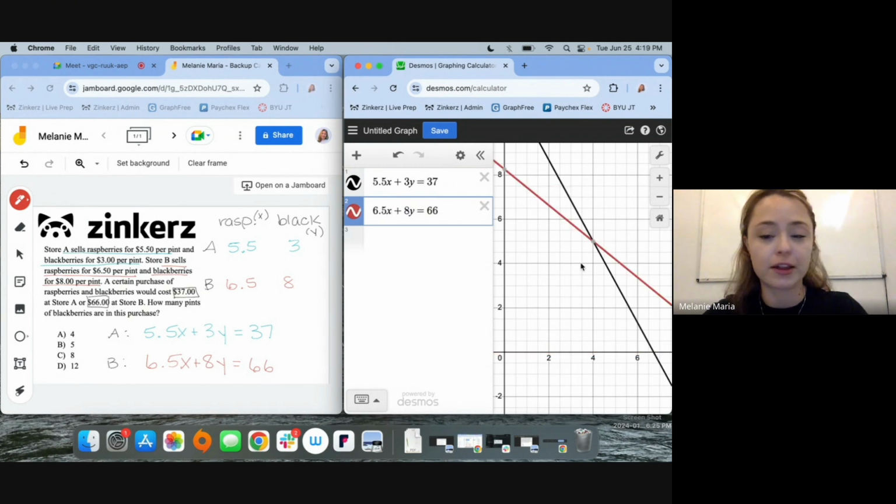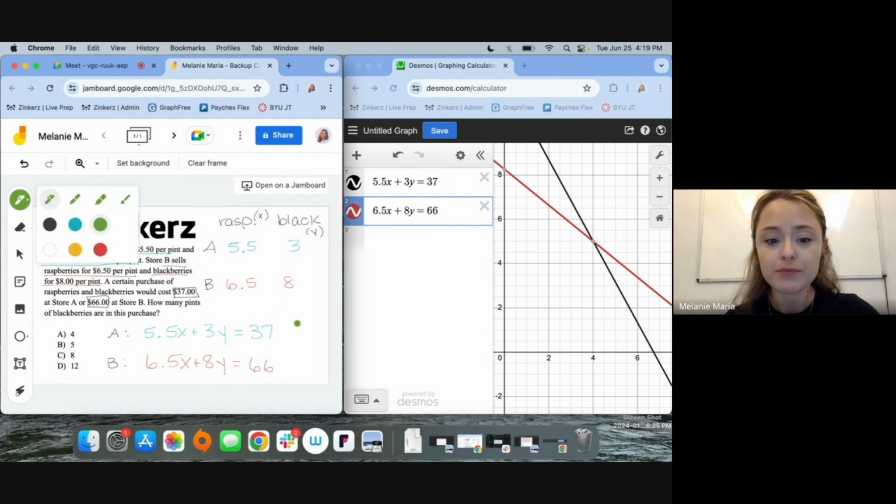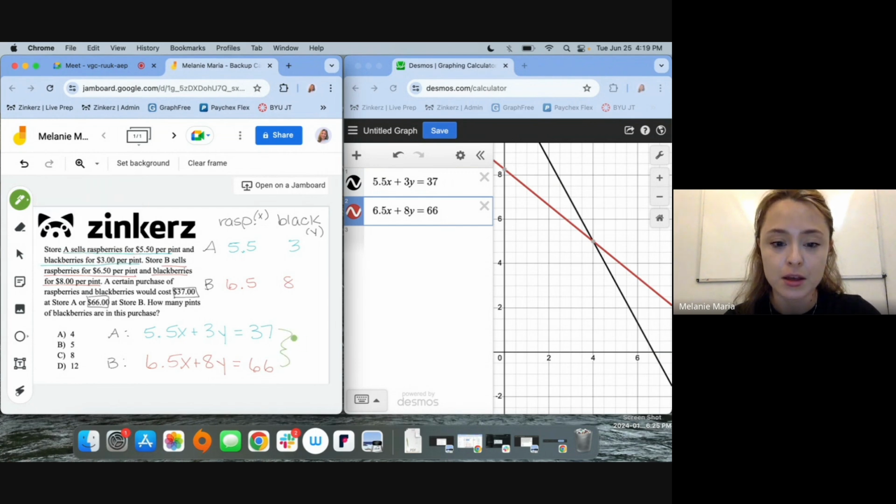Make sure you're typing it in correctly here. I'm looking at my point of intersection, or my solution to the system, as being 4, 5. I'm going to write that down here. And all that means is that 4 pints of raspberries, X, and 5 pints of blackberries, Y, is going to make this system of equations true. So because I chose Y for blackberries, I know that my answer is going to be B, which is 5.